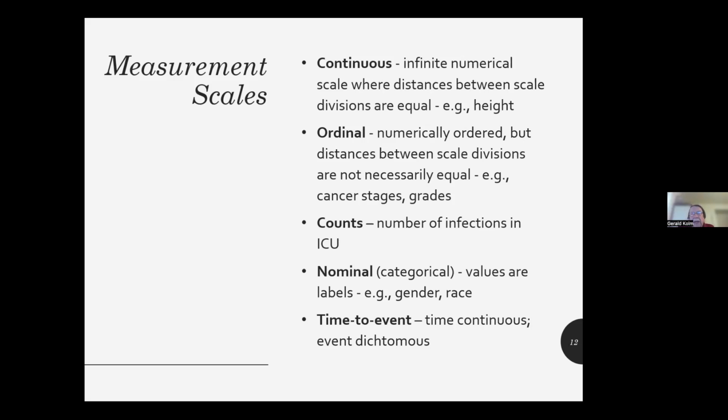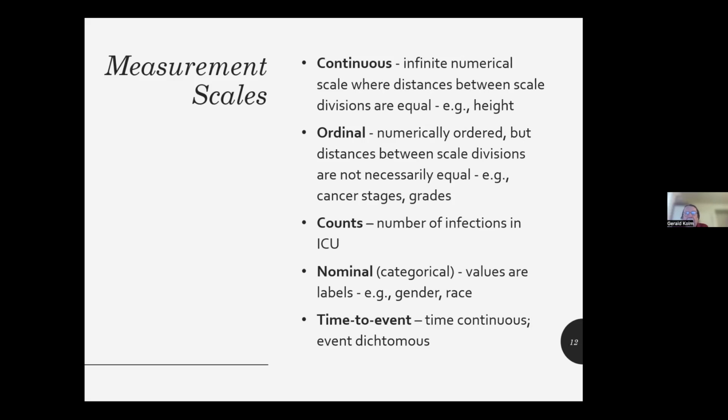And then we have just simple counts, where we just count things, count occurrences. An example here might be the number of infections in the ICU, or overall in the hospital. That's usually associated with some time, like over a 3-month period or a 1-year period.